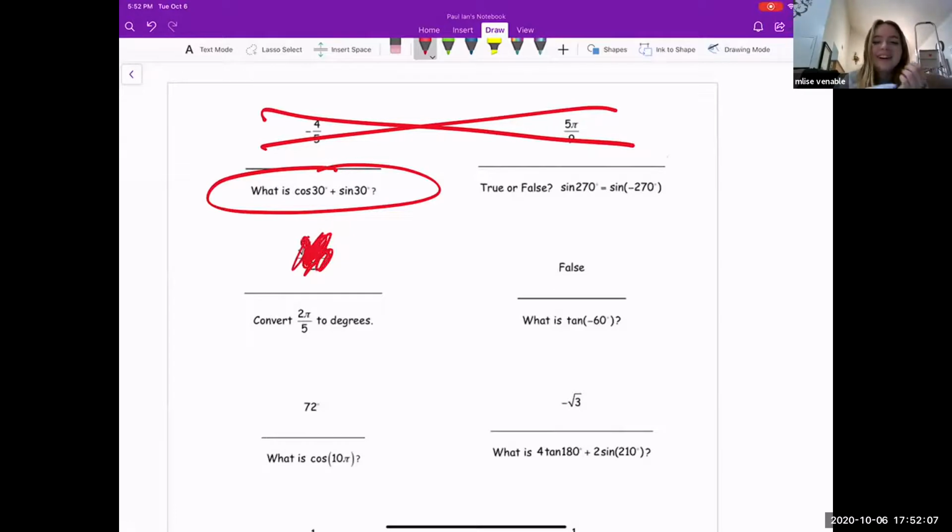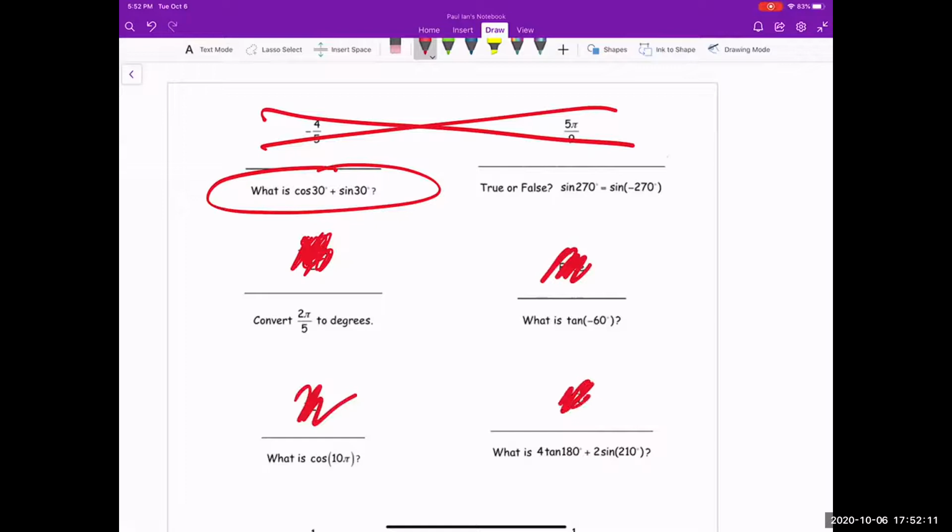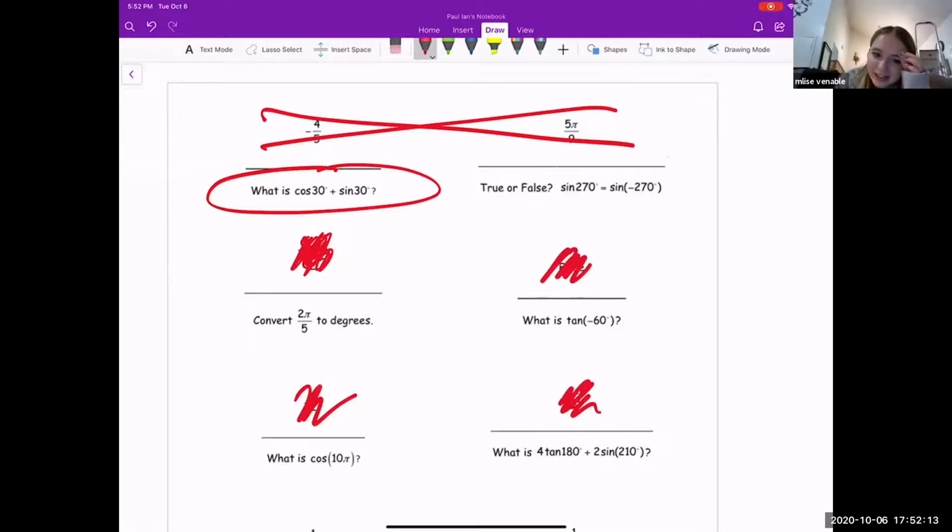Okay. Oh, you crossed it out. I'm going to cross all of them out. So cosine of 30 is square root of 3 over 2, right? Yeah. And then 1/2 for sine.